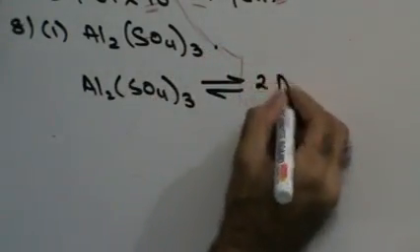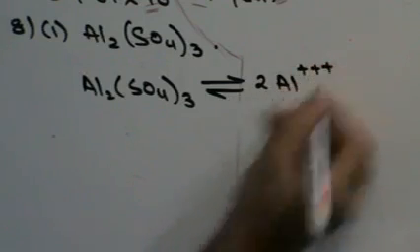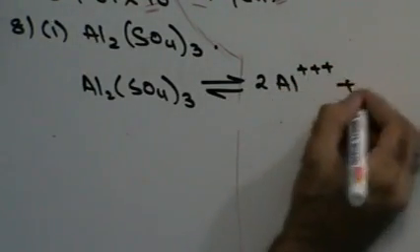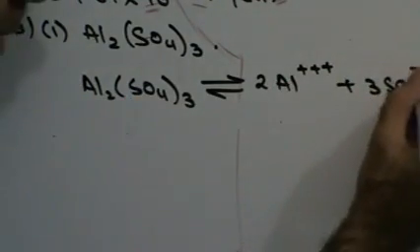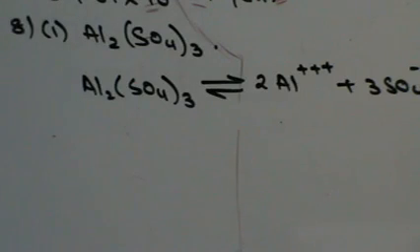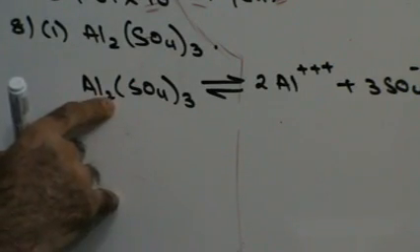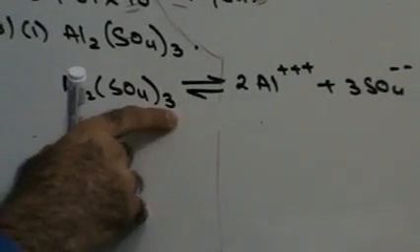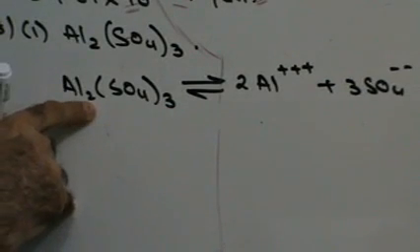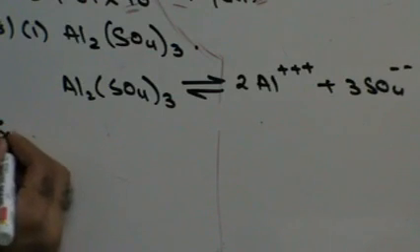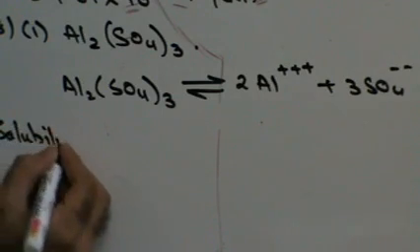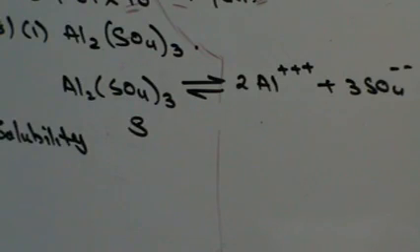It will give you 2 aluminium ions, valency of aluminium is +3, plus 3 sulfate ions, valency of sulfate is -2, right? The valency of sulfate will be this, the valency of aluminium will be this. This will be the number of aluminium ions, this will be the number of sulfate ions, right? If the solubility is S here, then this will be 2S and this will be 3S.